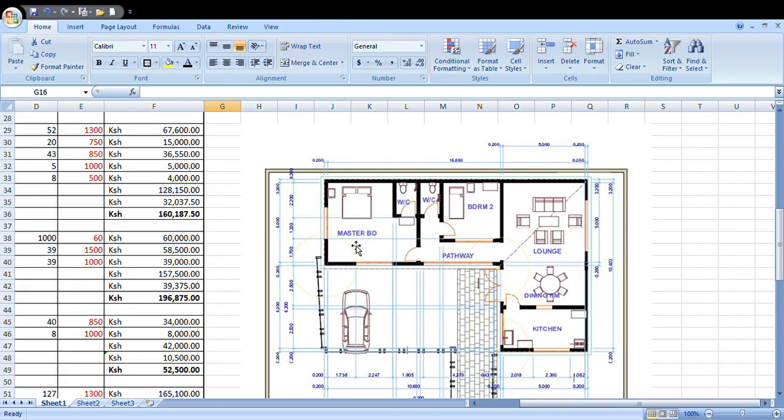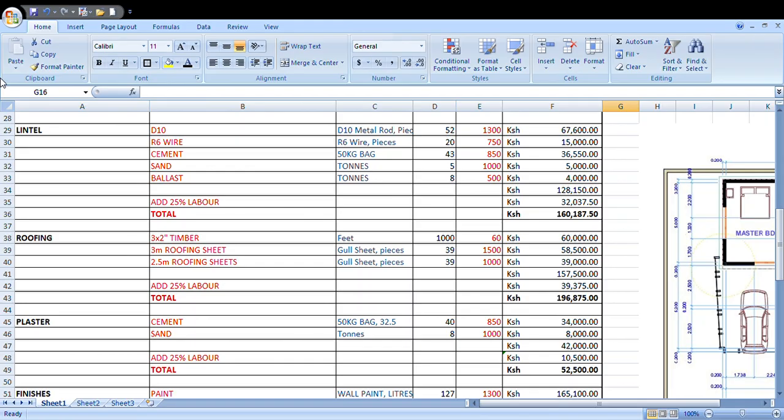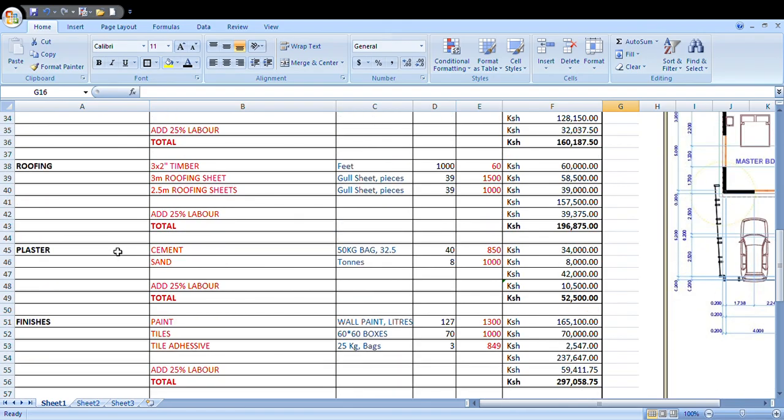Also, if you consider the thickness of the iron sheet, you come up with this number of iron roofing sheets. So we have 39 and 39, and then we have plaster.